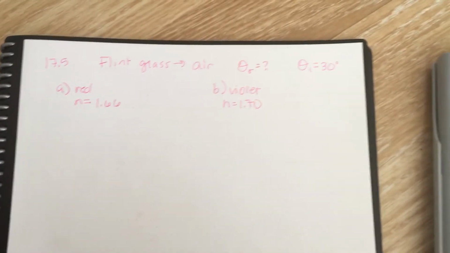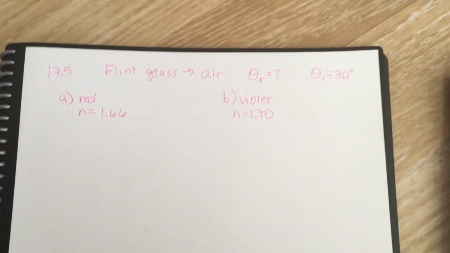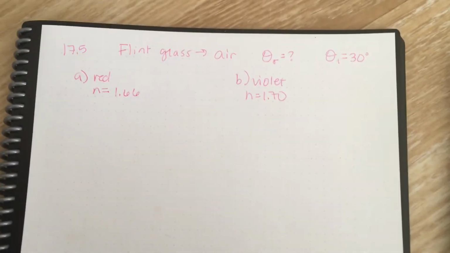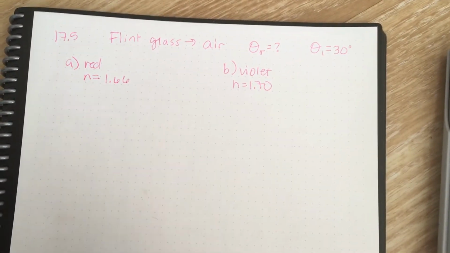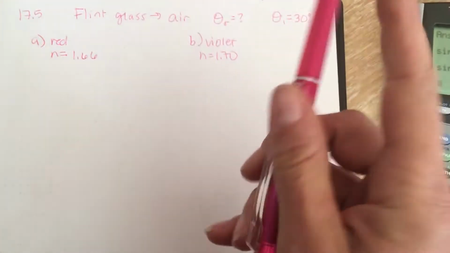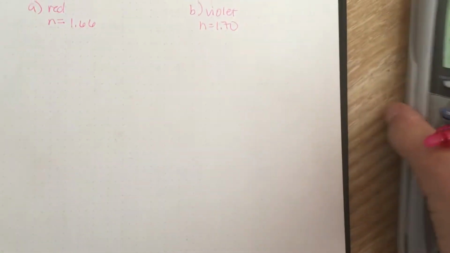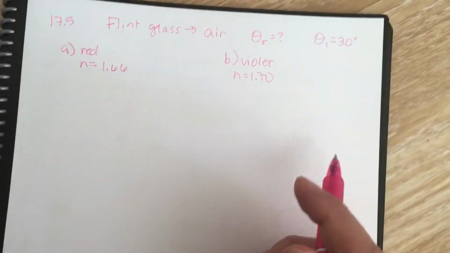Our last problem asks us to find the difference in the angles of refraction for red light and violet light. And you can see that there are different n values for the flint glass, both in red and violet light. So we're actually going to go back to Snell's law for this one. We're going to figure out those angles of refraction for each of those colors.